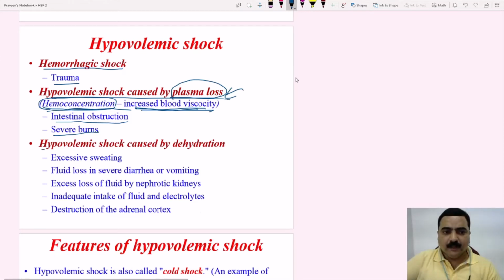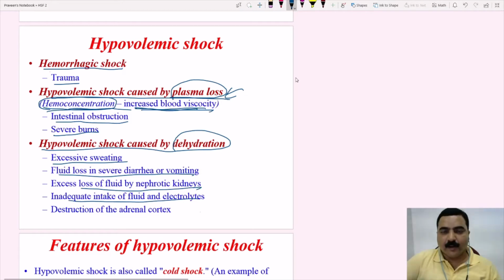Good. Another condition is hypovolemic shock due to fluid loss, water loss. Okay, not just the plasma, the water is being lost. So conditions like excessive sweating, fluid loss in severe diarrhea or vomiting, fluid loss in nephrotic kidney disease conditions. Okay, inadequate intake of the fluid or electrolytes. Okay, destruction of the adrenal cortex. Adrenal cortex, if it is damaged, there is no aldosterone, so you cannot retain the sodium and the water, so you will start losing sodium and water. Okay, so these are all causes for the hypovolemic shock. Hypovolemic shock either due to dehydration, water loss, plasma loss, or blood loss. Okay, so these are the various conditions.